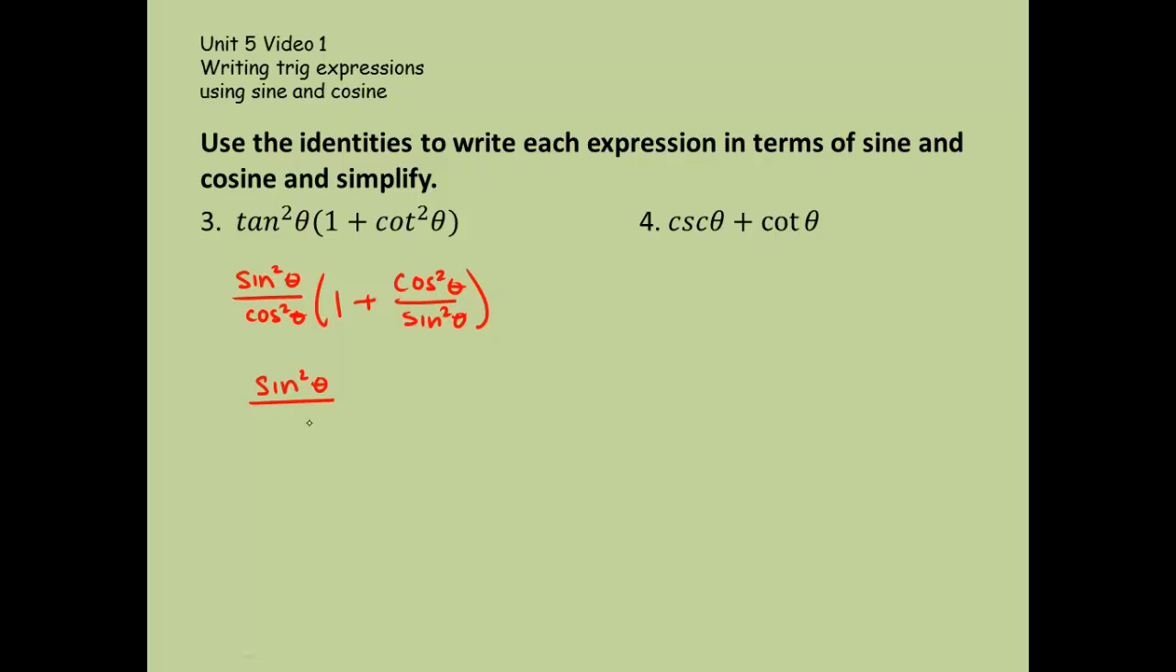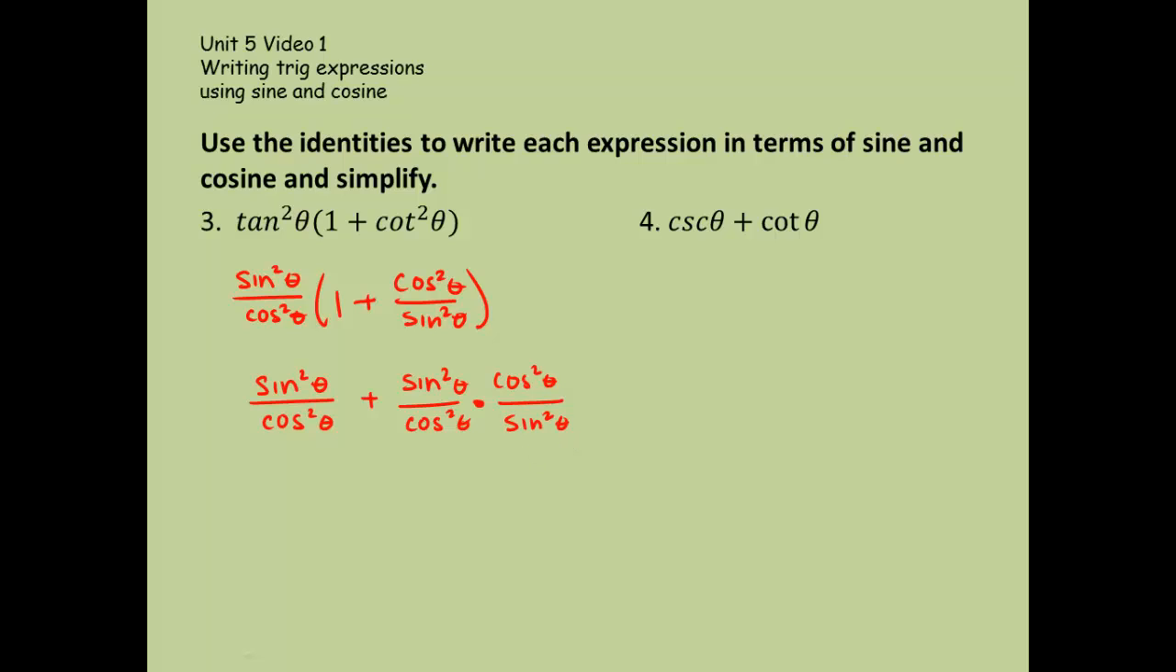So it's sine squared of theta over cosine squared of theta. And then when I multiply this, I get sine squared of theta over cosine squared of theta times cosine squared of theta over sine squared of theta. This first piece right here, there's nothing to change about it. It's already in terms of sine and cosine. And this one, the second term, is sine squared of theta over cosine squared of theta times cosine squared of theta over sine squared of theta.